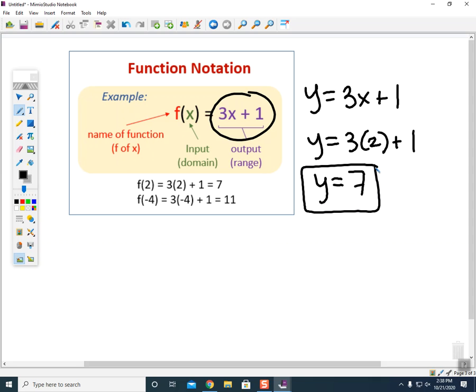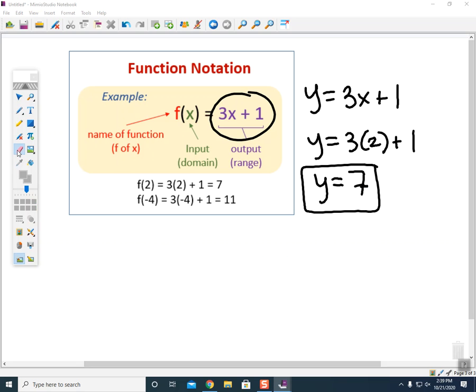But the problem that I have with this, and it's not a big problem, is that when I get to the end of this, all I have is my output. The only thing that I have left is what I get out when I plug a number in. So we're going to talk about function notation, and what function notation does for us is it allows us to have our input value and our output value in the same answer, at the same time.